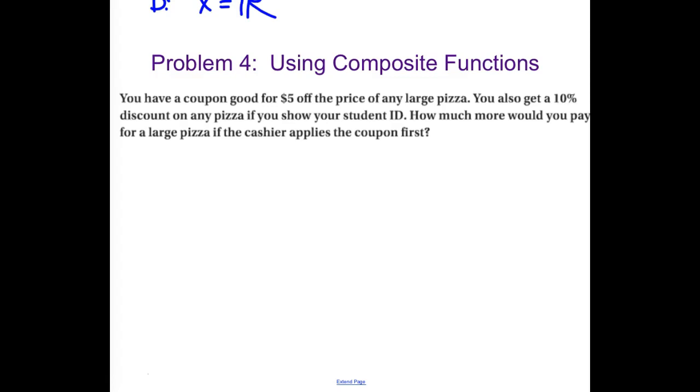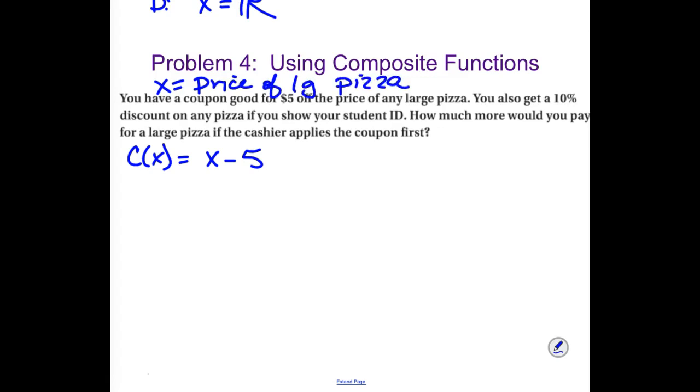So we are going to define C of x will be our coupon function. What is the coupon doing for us? Okay, so she said subtracting 5 from the total. So whatever my original price is, I get to take $5 off of it. So in this case, we're saying x is the price of a large pizza, the original price.